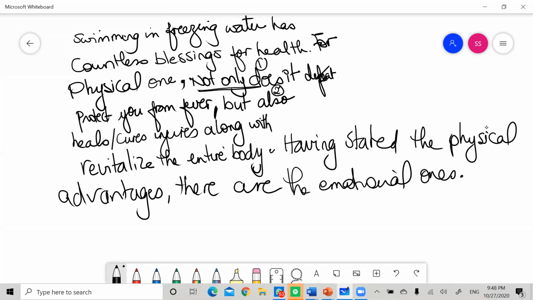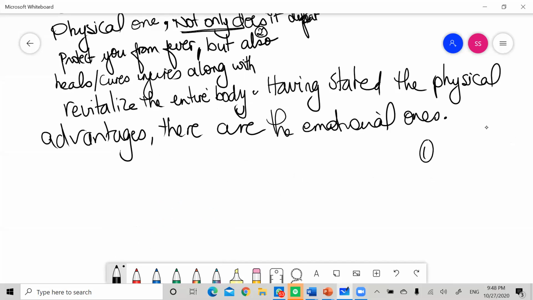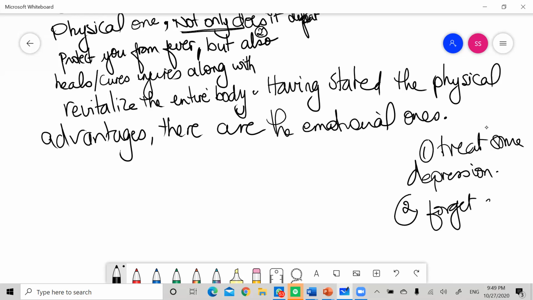Okay, so what about the emotional? I'm just going to write down the emotional. We said that, can you remember the emotional? Number one. Miss, can you go back to the paragraph? I'm just going to write them here and we are going to join. We already wrote them before. So it can, let's say, treat some depression. This is what you have just said. Number two, you said that it helps you forget about anxieties. Number three, you said that it boosts your mood. Okay, so now I want to join these three ideas together.